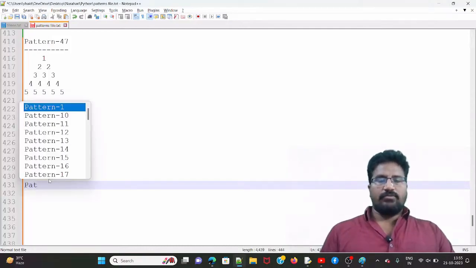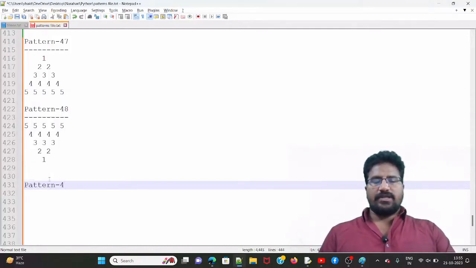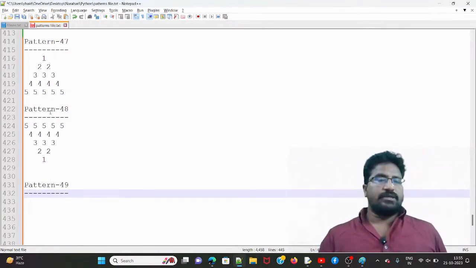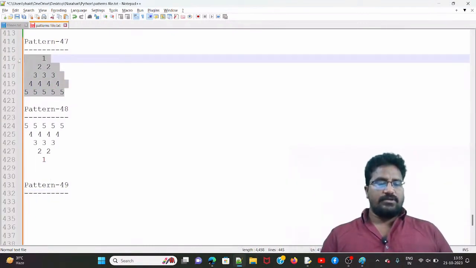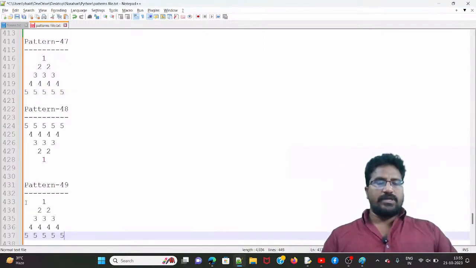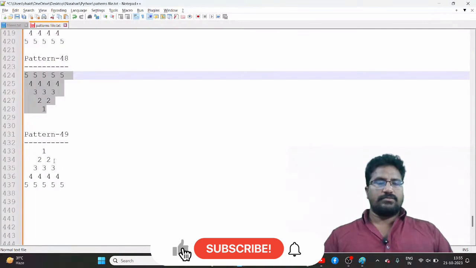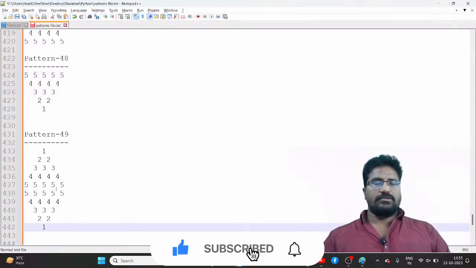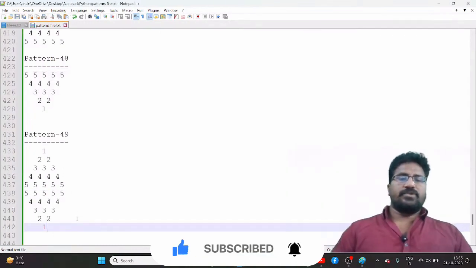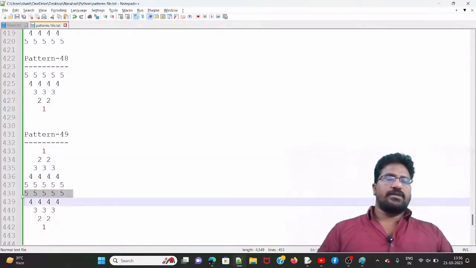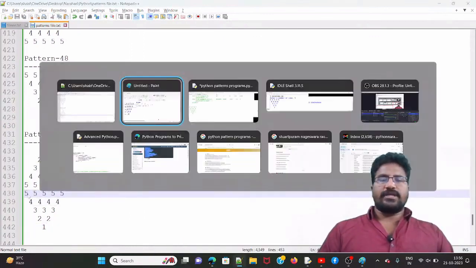Let's make one more pattern, that is 49. That is again the same diamond shape of the above two patterns. Okay. Same. First we do the program for the first part, then we make the program for the second part.